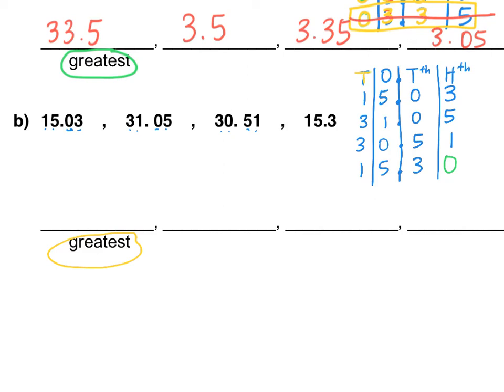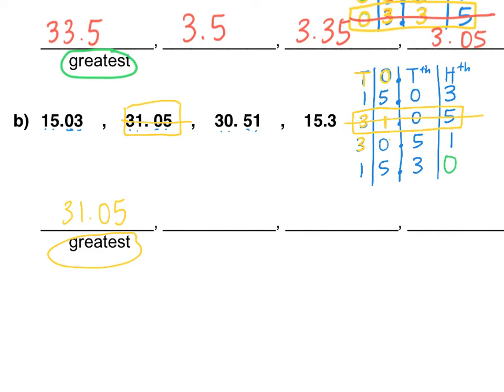Let's start from the greatest place value. Between 1 and 3 and 3 and 1, which are greatest? 3 and 3 are greatest, so we focus on this. Okay, then we go on to the ones place. 1 and 0, which is greater? 1 is greater. Okay, so we have found our greatest decimal, that is 31.05. After writing, remember to cancel.